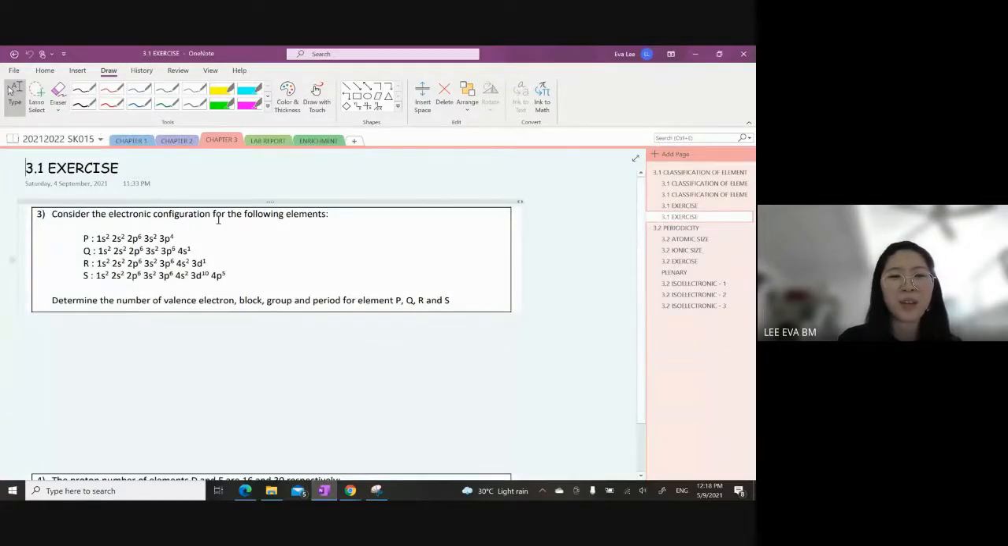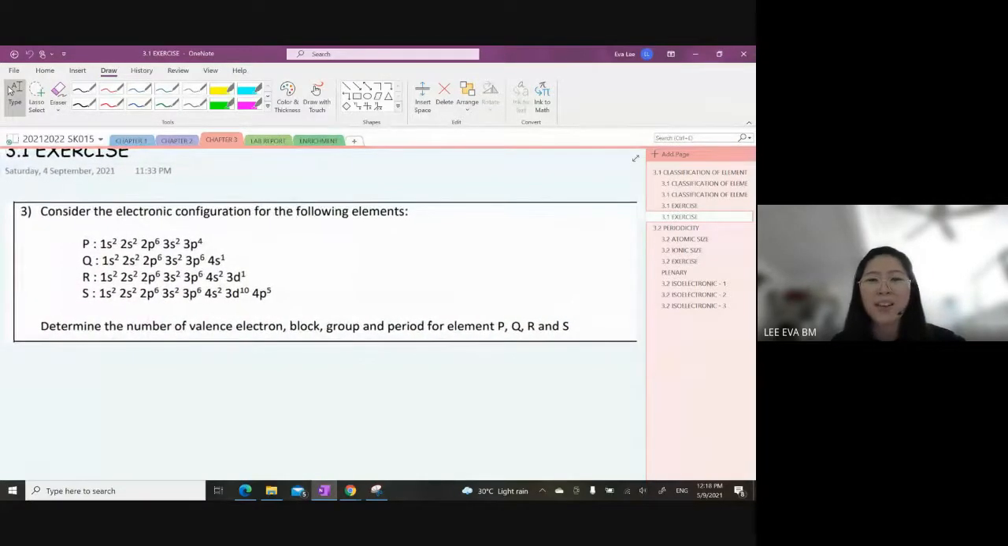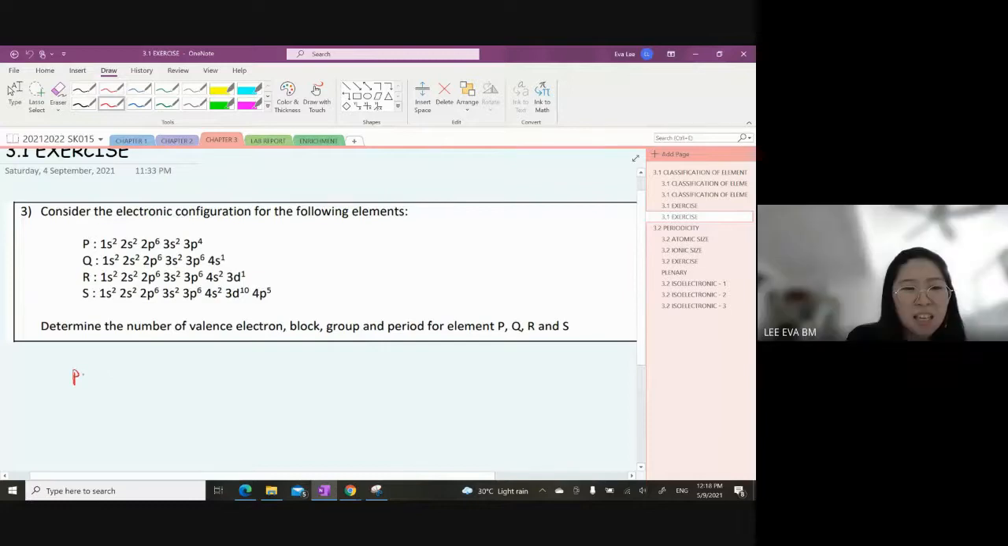Consider the electronic configurations for the following elements. We got P, Q, R, S. Determine the number of valence electrons, the block, the group, the period. Nampak cara dia tanya lain. Tadi kita bagi proton number, awak kena keluarkan electronic configuration. Yang ini terus. So tell me about P. What is the valence electron? 6. Okay, for P valence electron, we have 6.